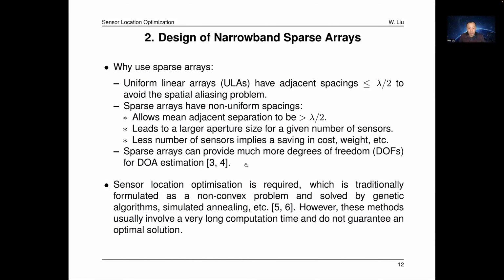Now, to design these sparse arrays, we need to do sensor location optimization. Sensor location optimization is traditionally formulated as a non-convex problem, and is solved by genetic algorithms, simulated annealing, particle swarm optimization, all these similar algorithms with all kinds of fancy names. However, these methods usually involve a very long computation time and do not guarantee an optimal solution. It may take days to get the result.